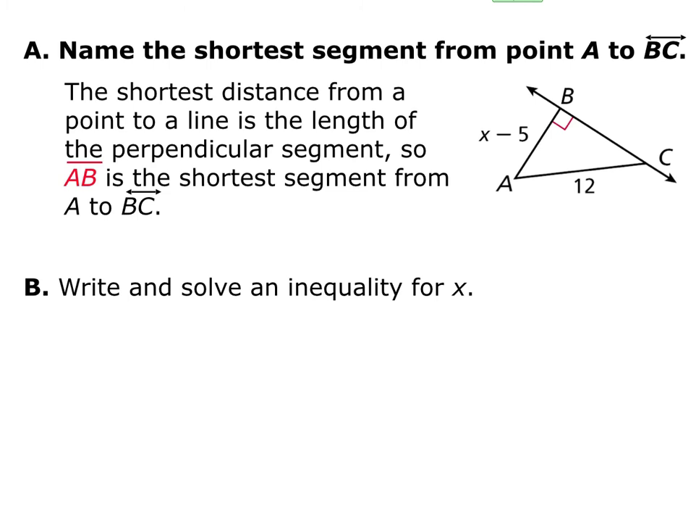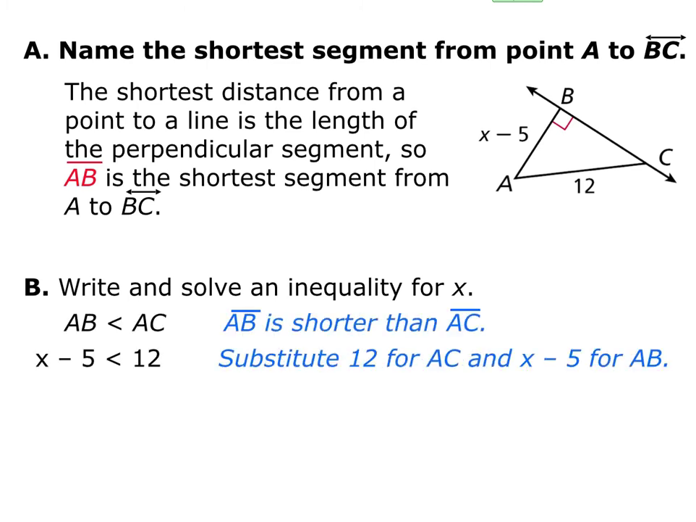Cody, what'd you do? A less than or a greater than. Did you get that first part right, Cody? Okay, so you're saying AB is the shortest? So the inequality, AB is shorter than AC. So x minus 5 is less than 12. That's your inequality, or at least one version.